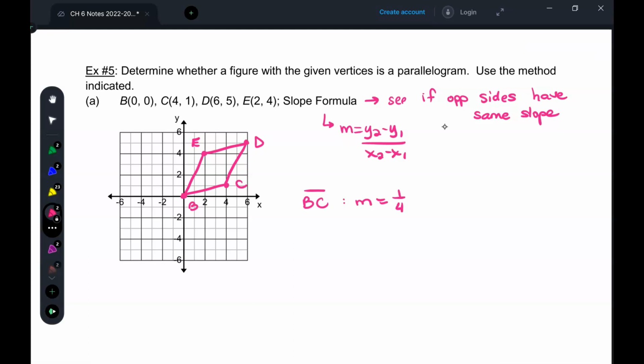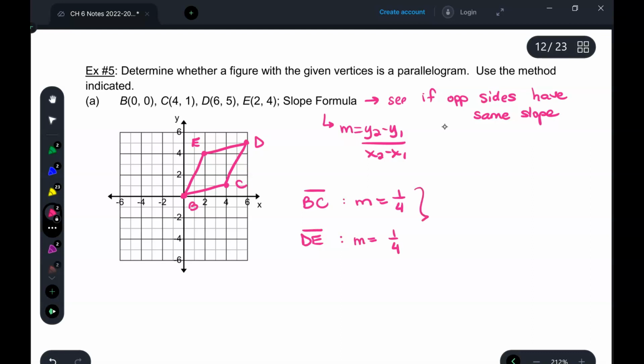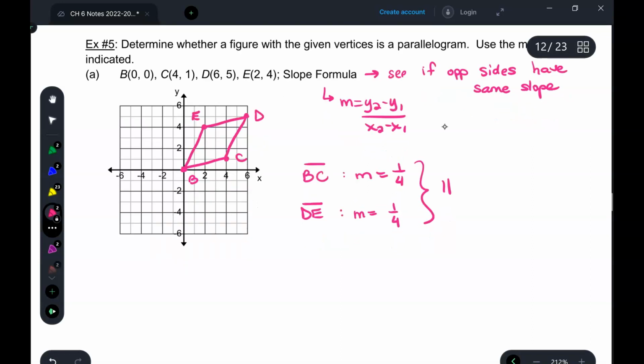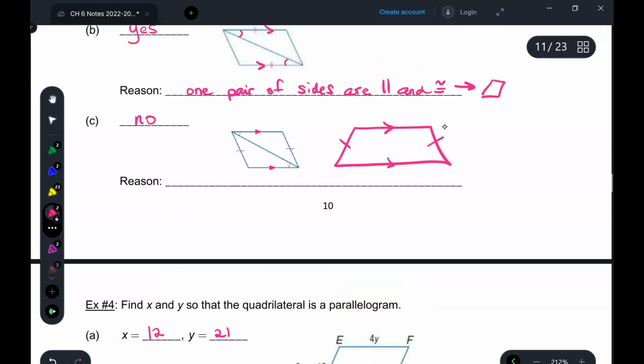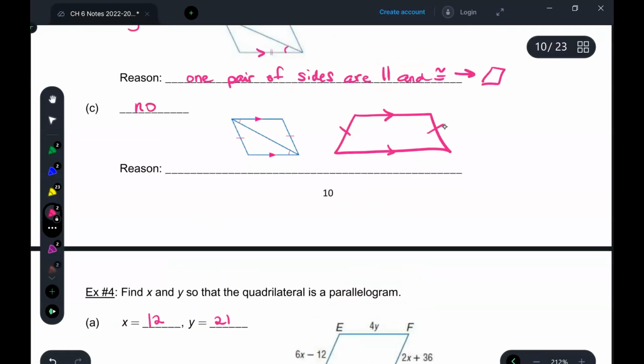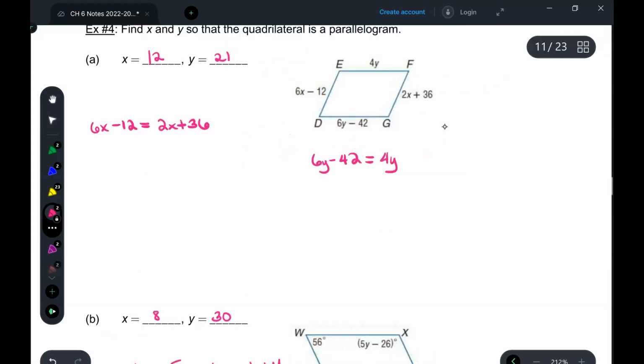Okay, let's check DE, because we want to see if it's the same. Is it also 1/4 slope? Yeah. Up 1 over 1, 2, 3, 4. So that's all we need? Well, we need both. Why? Okay, so those are parallel. Can it be that only one set of sides are... Okay, remember my counterexample of a trapezoid. Just because one pair of sides is parallel doesn't mean the other two are going to be parallel.